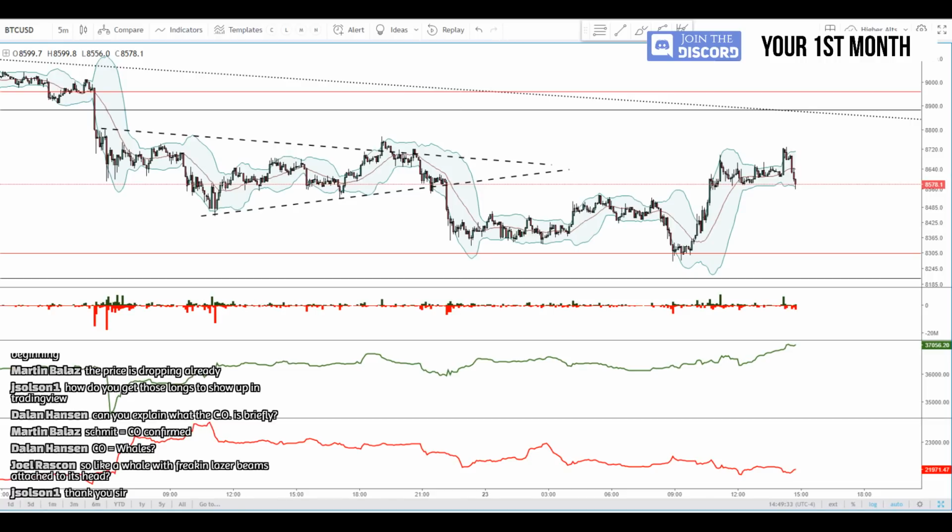So like a whale with freaking laser beams attached to its head? Yeah, a laser guided whale.